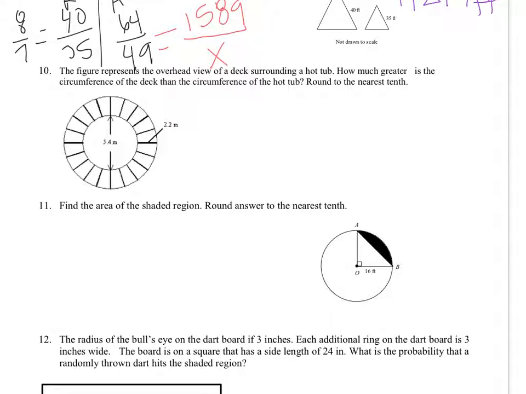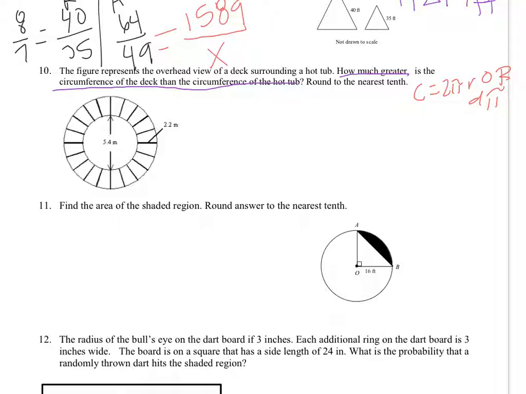Next question. The figure represents the overhead view of a hot tub. How much greater, and again, here's where you have to make sure to read direction, how much greater is the circumference of the deck than the circumference of the hot tub? So I have to find the circumference of each. Now, circumference is equal to 2 pi r or diameter times pi. So it looks like I'm given the diameter of the smaller.